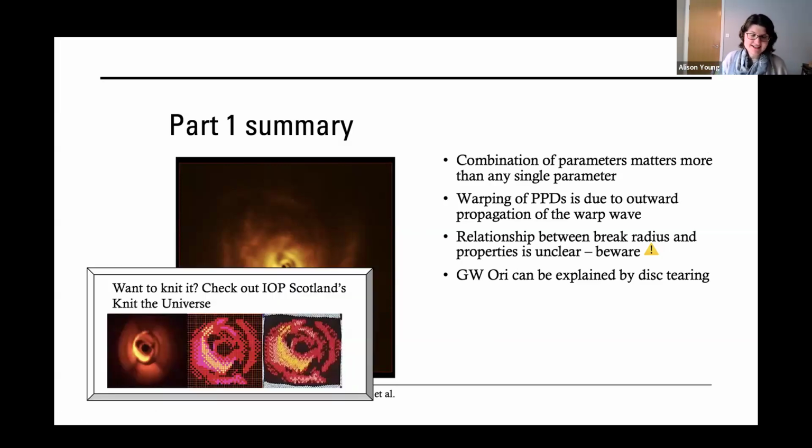If you're into knitting, you should definitely look at this. If you Google "knit the universe", you can actually knit the GW Ori disk. And one of the PhD students back at Edinburgh did this. So it's possible. You can get the knitting pattern and make yourself a nice disk. So go and do that.